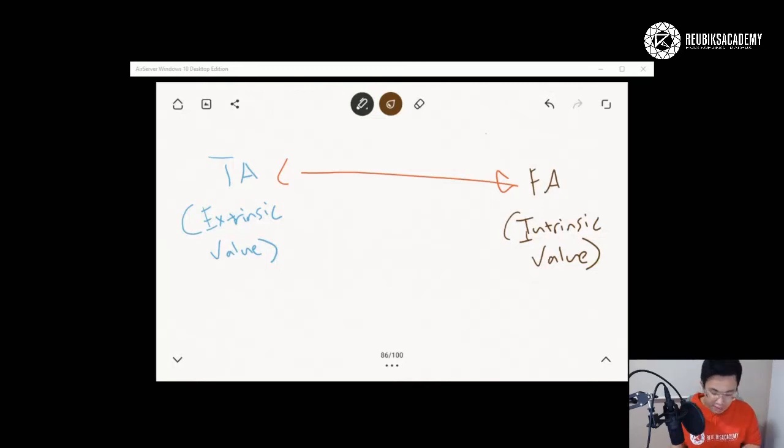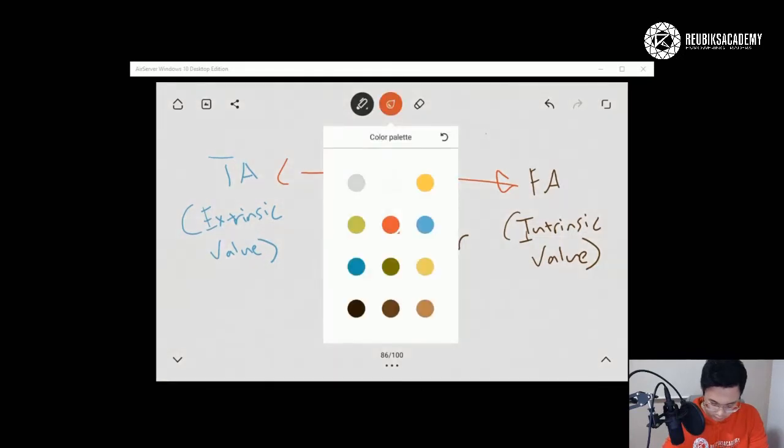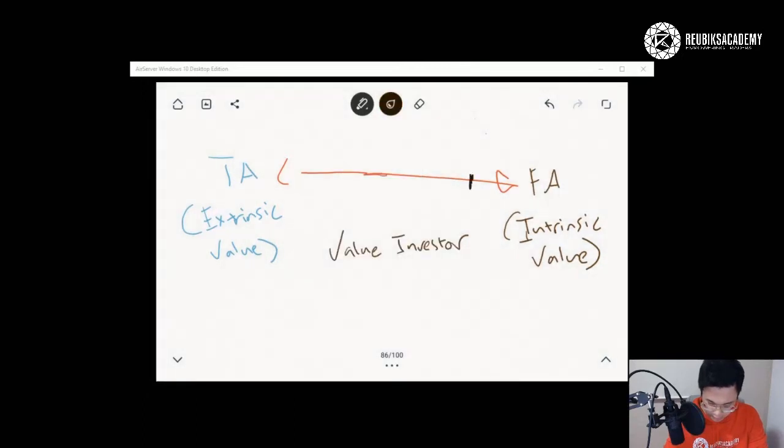But for me, just in my opinion, if you are a value investor, meaning that when you go into a stock, you go into the stock for the long run, for the long run, you need to look at FA a bit more. So for a value investor, you look at FA way more than TA. Let me draw it like that. So value investor is here. You should be looking at FA way more than TA.